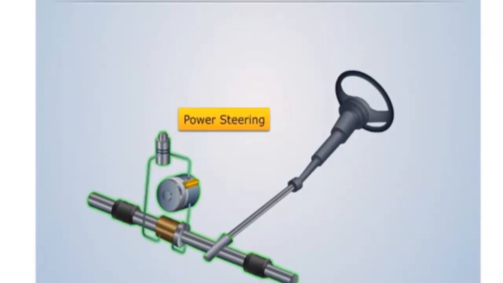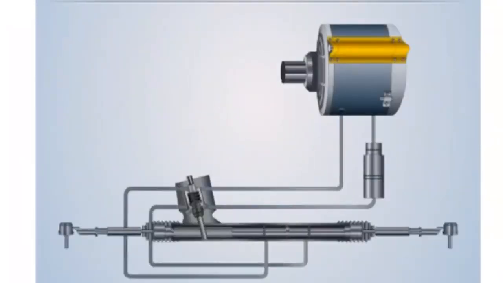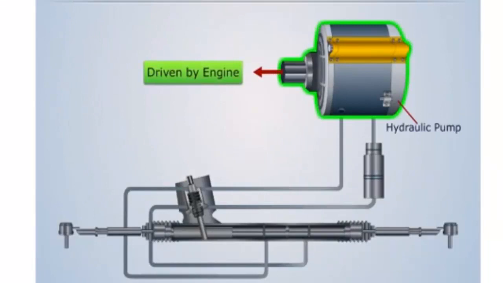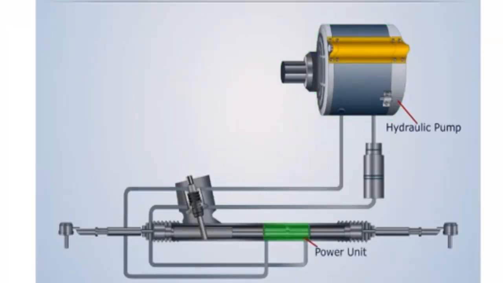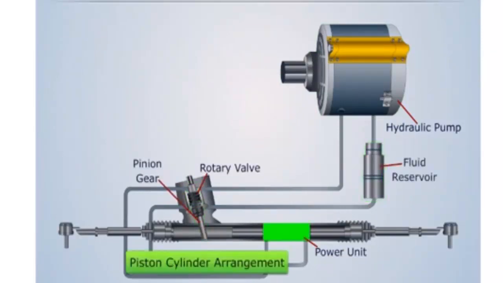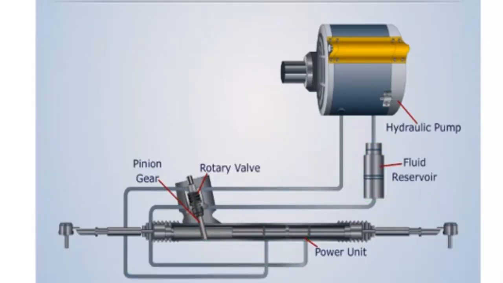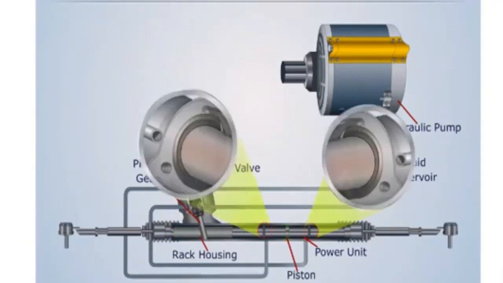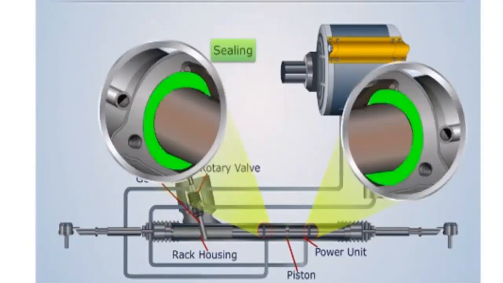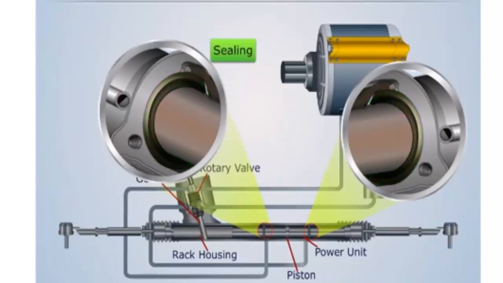A typical power steering setup used in rack and pinion steering can be shown as follows. It mainly consists of an engine-driven hydraulic pump, a power unit located in the rack housing, a rotary valve provided above the pinion gear, and a fluid reservoir. The power unit consists of a piston cylinder arrangement. Here the working cylinder is formed with the rack housing, and a piston is placed at the middle of this cylinder. Both ends of this working cylinder are provided with proper sealing to isolate it from the rack.